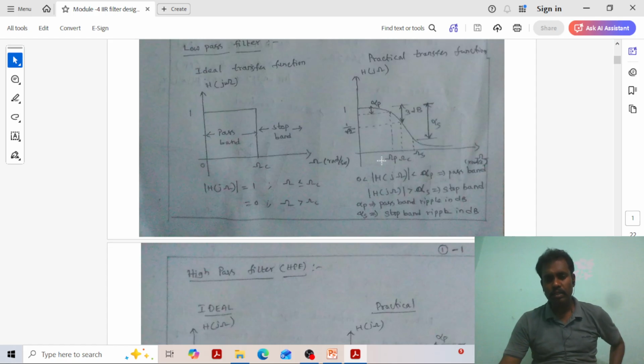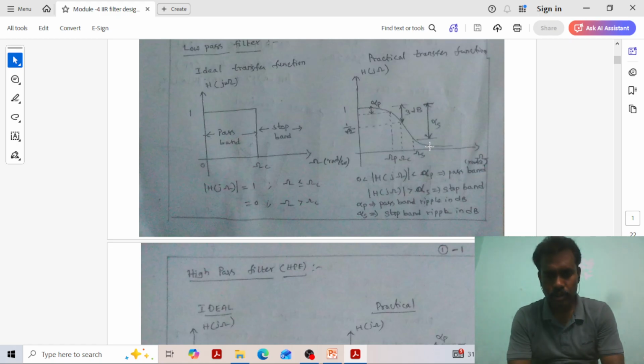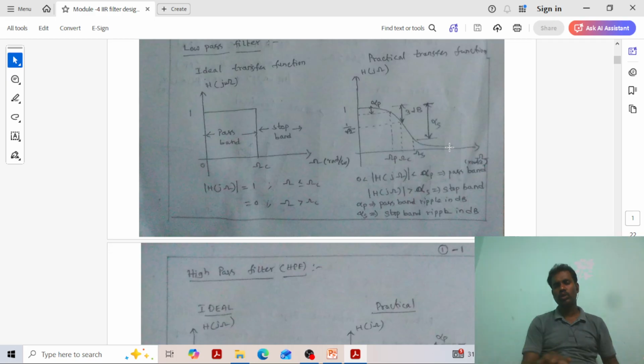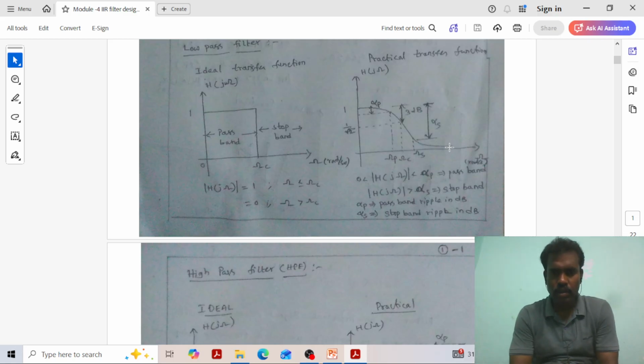The betterment of this filter depends on how fast it is changing from high to 0. So this transition band should be as small as possible. If the transition band is small, then it will approach the ideal transfer function. If the transfer function has more transition band, it is deviating from the ideal transfer function. Hence it is slowly changing, and we need to locate two frequencies. There is no sharp cutoff frequency omega c.